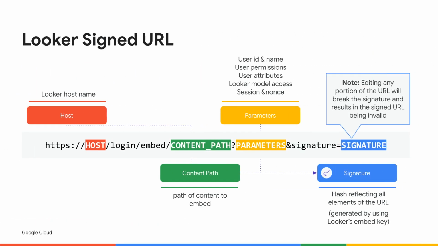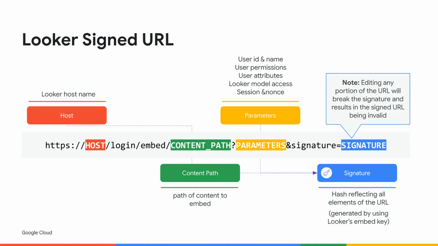A Looker signed URL looks like this. It is a URL holding information about the Looker instance, the host, and the content path, but also specific parameters for the user, their ID, name, permissions, attributes, and model sets. Ultimately, this URL is signed with a signature. The signature is generated by a shared secret known only by the Looker instance and your web server. This makes the URL secure.